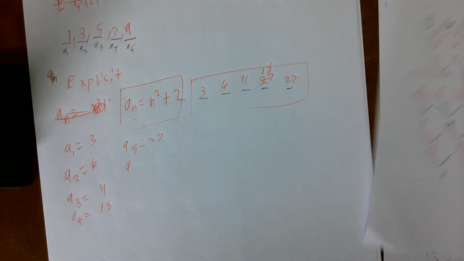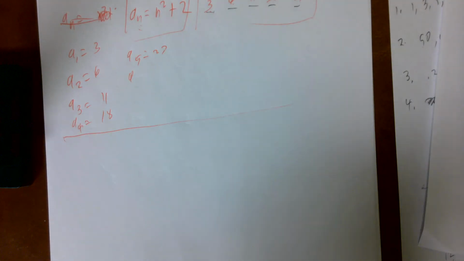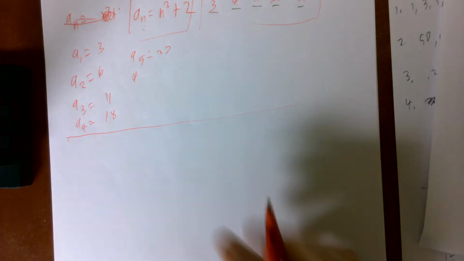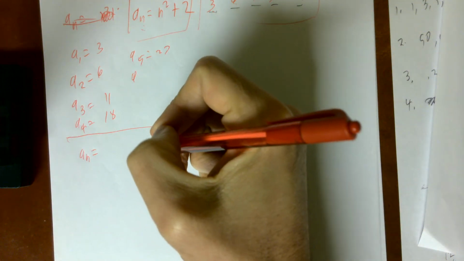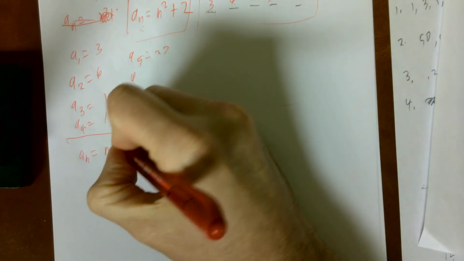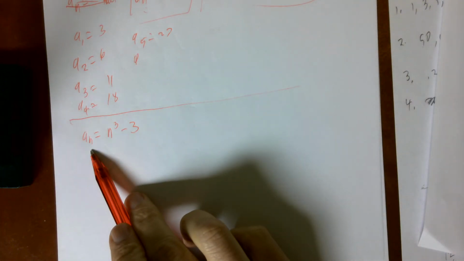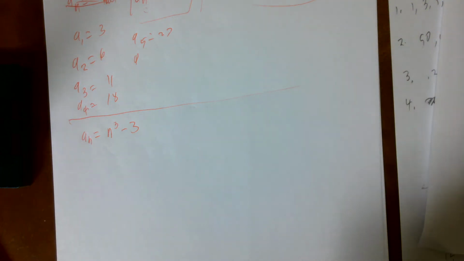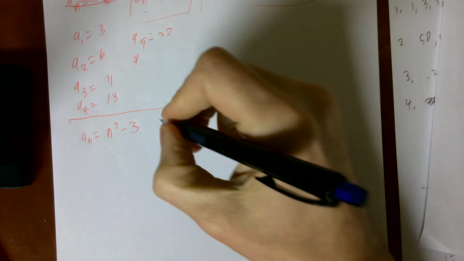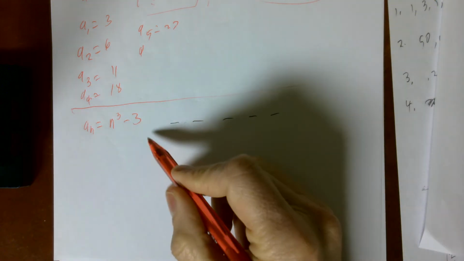Now, I'm saying that because now I want to look at a more complicated version. And so I want to say a sub n equals n cubed minus 3. So given this explicit formula, I want the first 5 terms. So I'm going to have 1, 2, 3, 4, 5. Let's figure out what these 5 terms are.